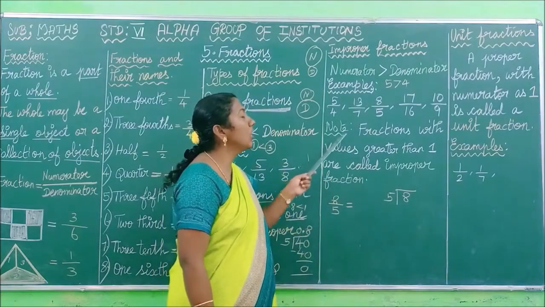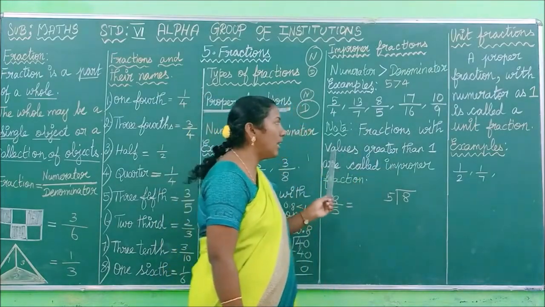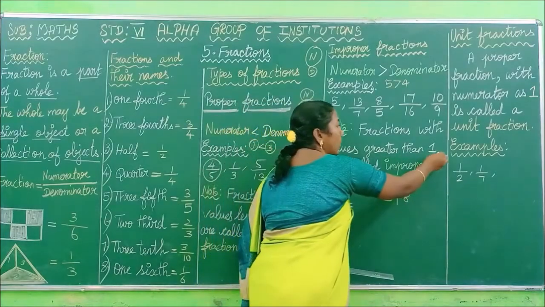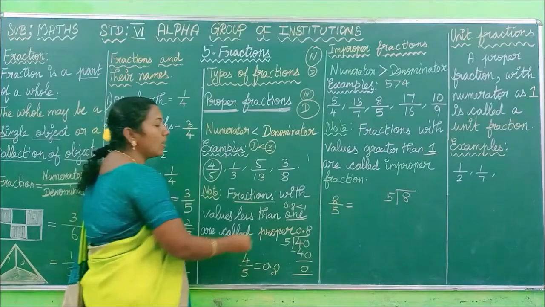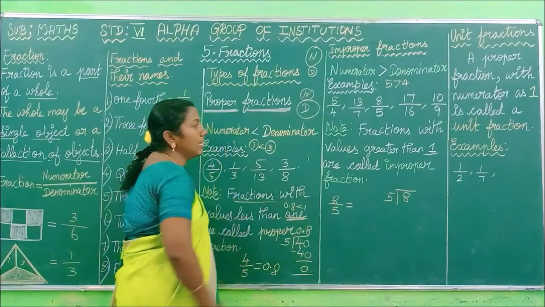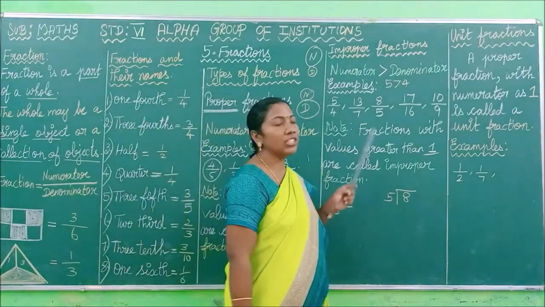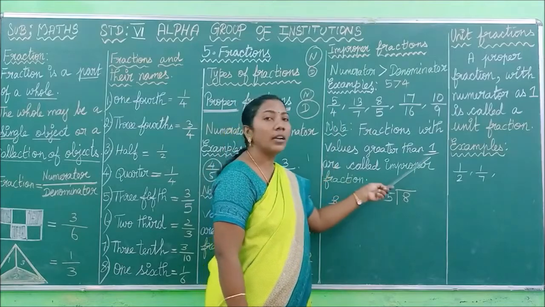Okay, see the note. Fractions with values greater than 1. In case of proper fractions, the values are less than 1. But in the case of improper fractions, the values are greater than 1.